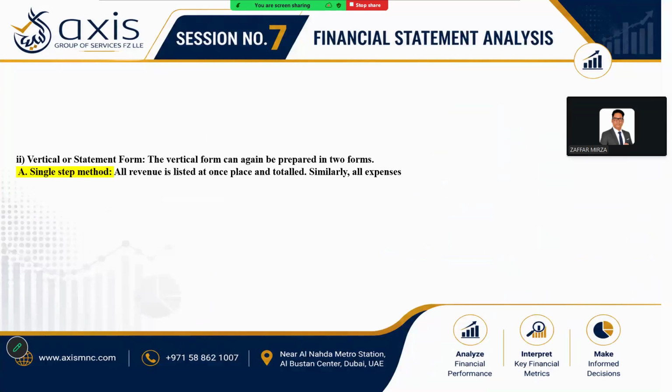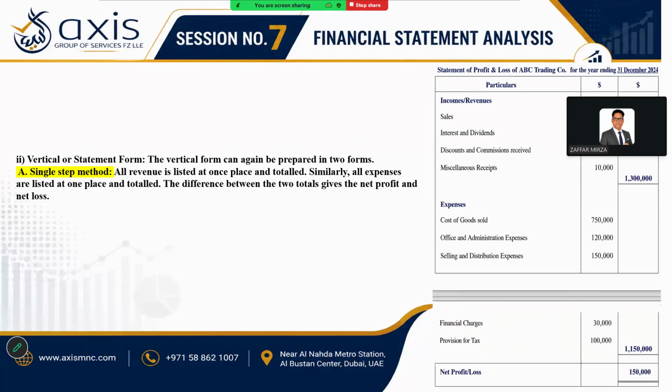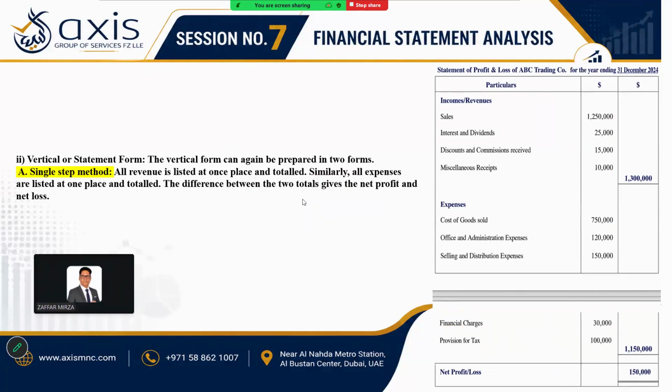The vertical form can again be prepared in two forms. Single step method: all revenues are listed in one place and totaled. Similarly, all expenses are listed in one place and totaled. The difference between the two totals gives the net profit. Vertical or statement form can be prepared in two methods. So this is the single step method format. Single step means only two steps: revenue minus expenses. You can see these things in the ERPs.